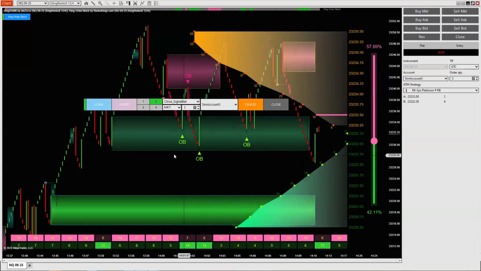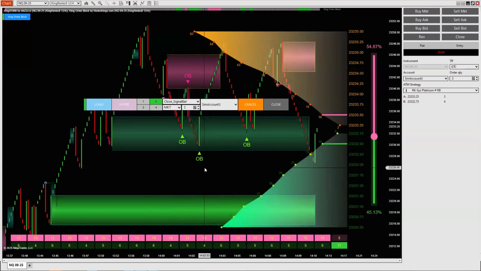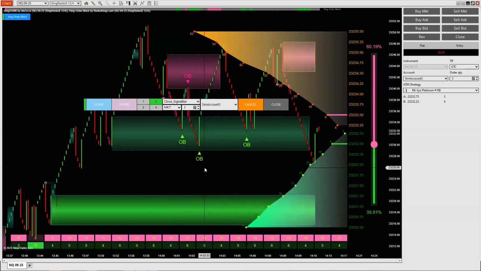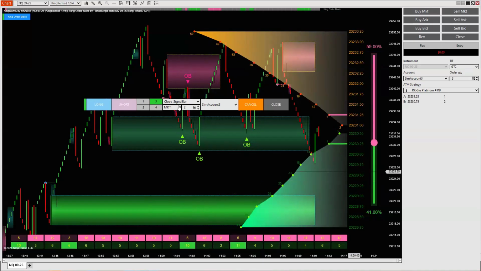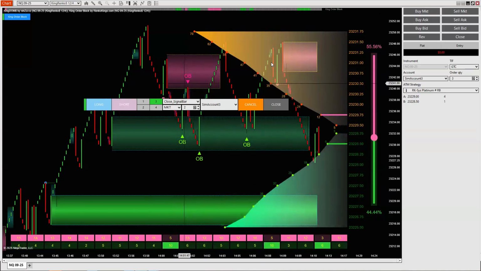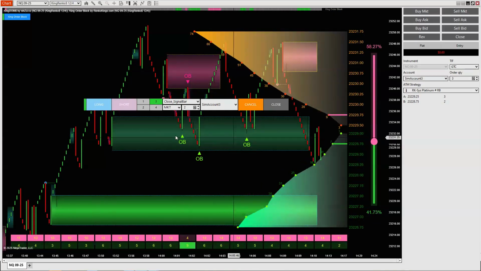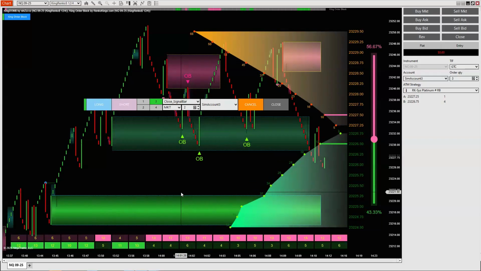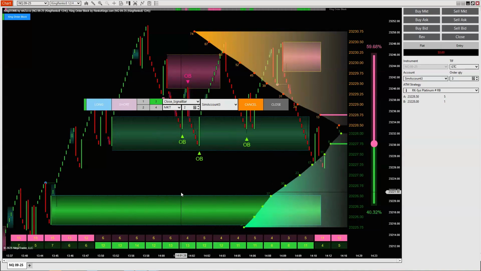It cares about the zone, so it will wait until price gets into the zone, and then it simply starts looking at the orders to see if we have more buyers or more sellers, depending on where price is. Is it in a resistance area where it will be looking for shorts, or is it in a support area where it will be looking for long signals?